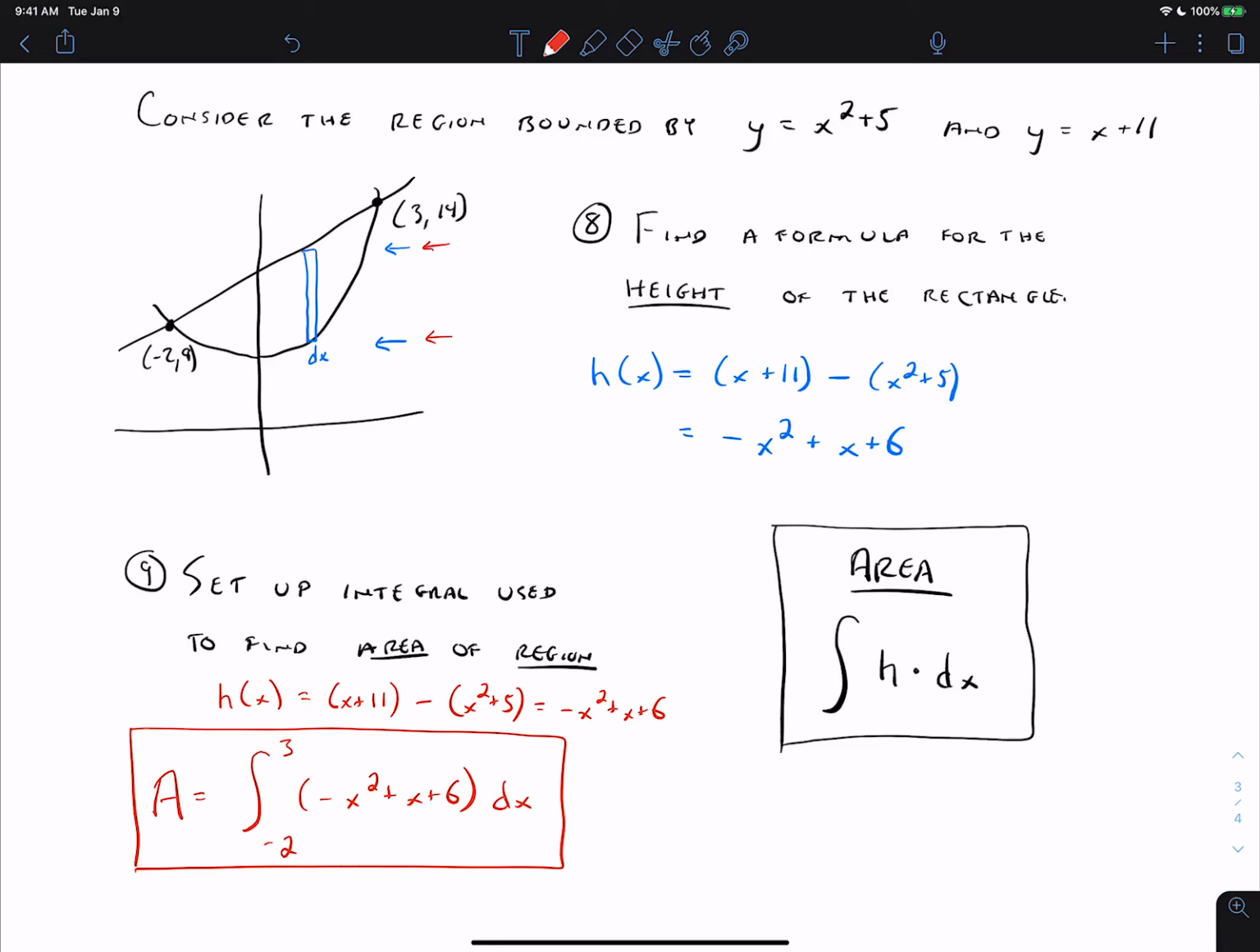The first 7 problems, we're finding different functions that are relevant in volume problems, and we will look at that in the next video.